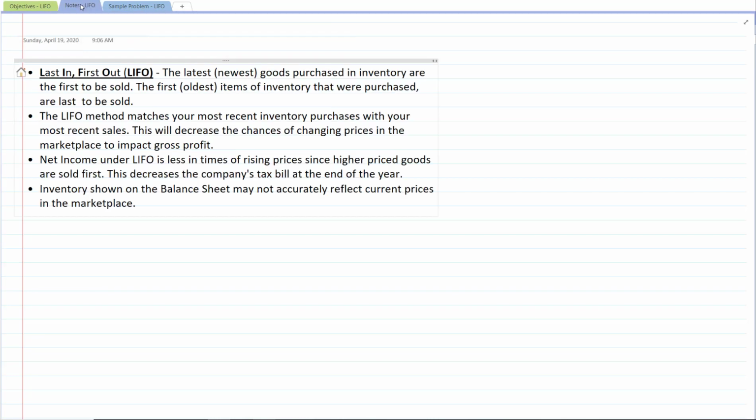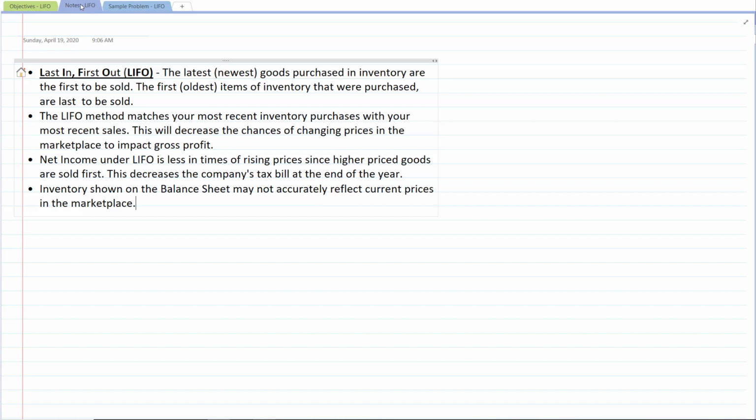So first, what is LIFO? LIFO stands for last in, first out. What that means is the most recent inventory items that you purchase or make are the first to be sold. So it's the exact opposite from the FIFO method of inventory, where under the FIFO method, the first items, so the oldest items, are the ones to be sold. So LIFO, last in, first out, the latest goods are the first to be sold, and the oldest or first items of inventory that were purchased are the last to be sold.